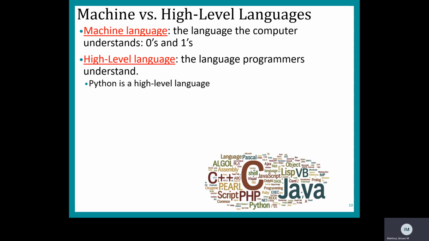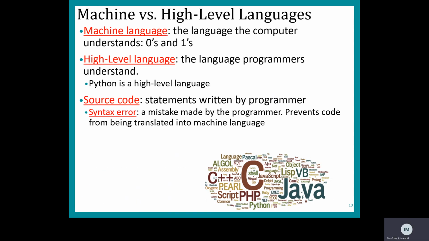There are a lot of high-level languages out there: Python, C, C++, Java, PHP, a lot of languages. These are high-level languages. So how does a program written in a high-level language such as Python get translated into machine language so that the computer can actually understand what to do?